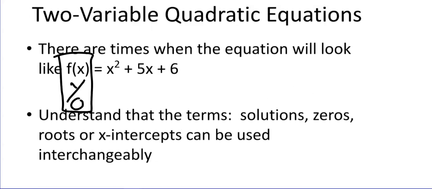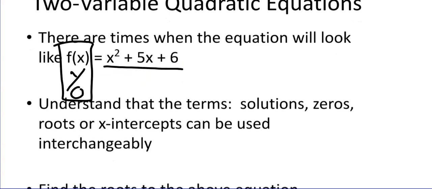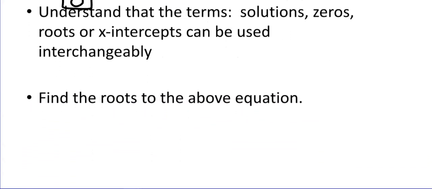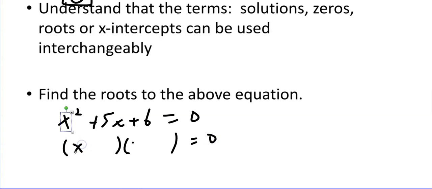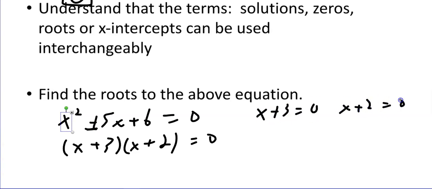Find the roots to the above equation. So we're basically just factoring this. We're finding the roots, the solutions, the zeros, the x-intercepts. So we have x squared plus 5x plus 6 equals 0. I'm looking for two numbers that multiply to give me 6 and add to 5. Well, that should be pretty easy. There's not too many choices. It's going to be plus 3 and plus 2 because those add to positive 5. Then I just set them equal to 0. And I get x equals negative 3 and x equals negative 2.